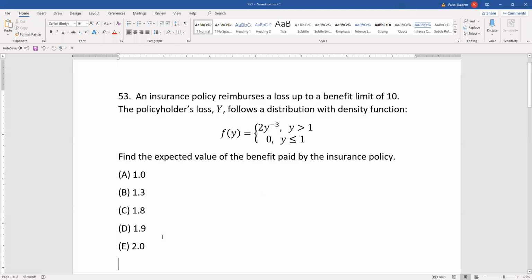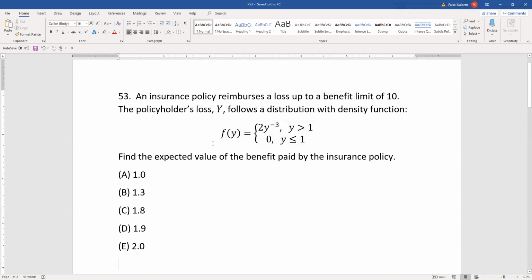An insurance policy reimburses a loss up to a benefit limit of 10. The policyholder's loss Y follows a PDF given here. Find the expected value of the benefit paid by the insurance policy. So what is the loss? We want the expected value of the benefit.